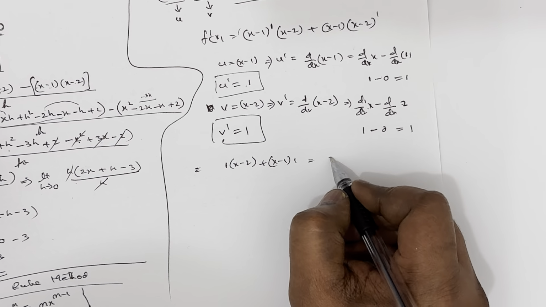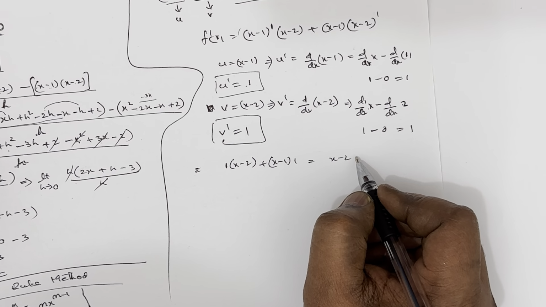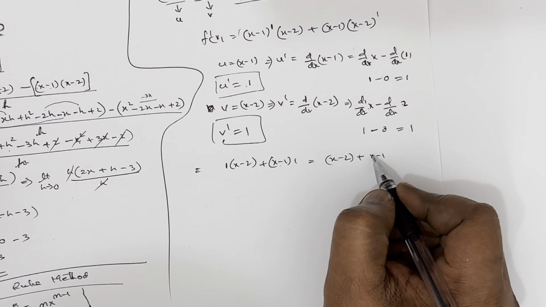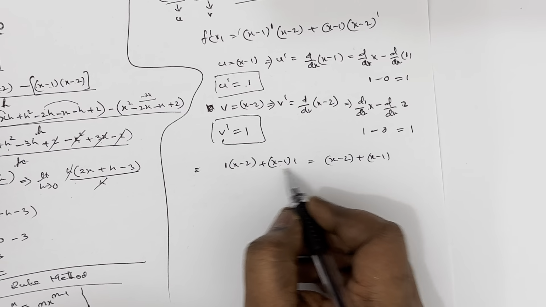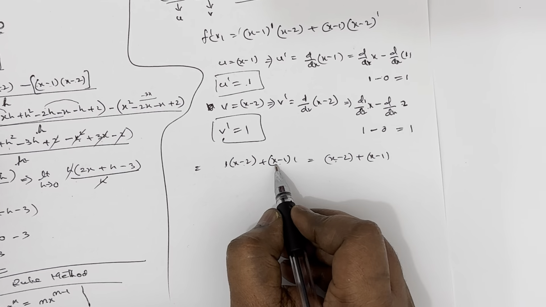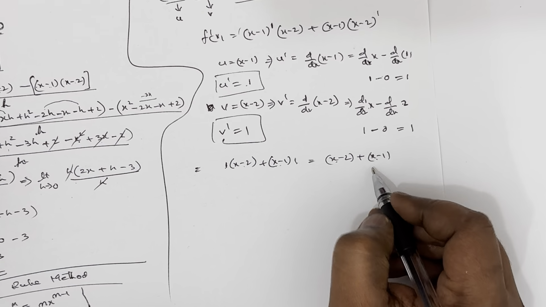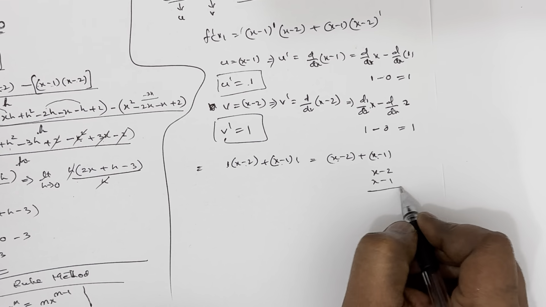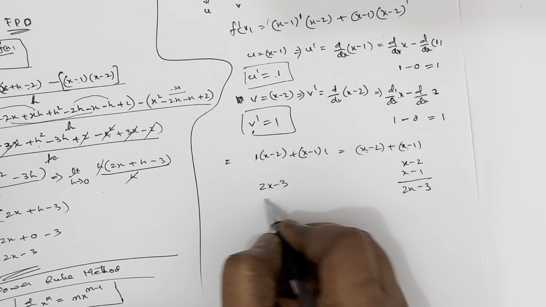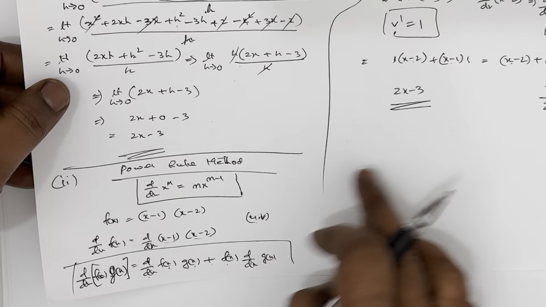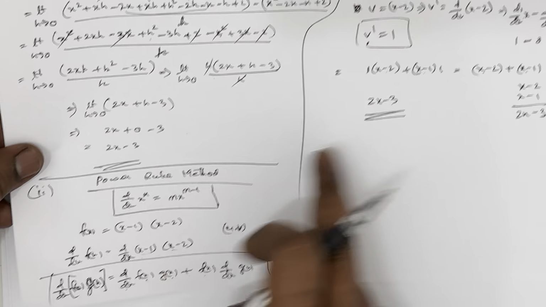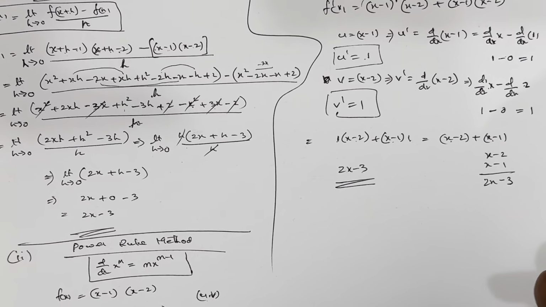So this is equal to x minus 2 plus x minus 1, because both are multiplied by 1. Now you see x minus 2 multiplied by 1 is x minus 2, and x minus 1 multiplied by 1 is x minus 1. So we add both, x minus 2 and x minus 1, and you get 2x minus 3. So 2x minus 3 is the answer. So we got the same answer by the first principle method and the power rule method. Okay, that's it.